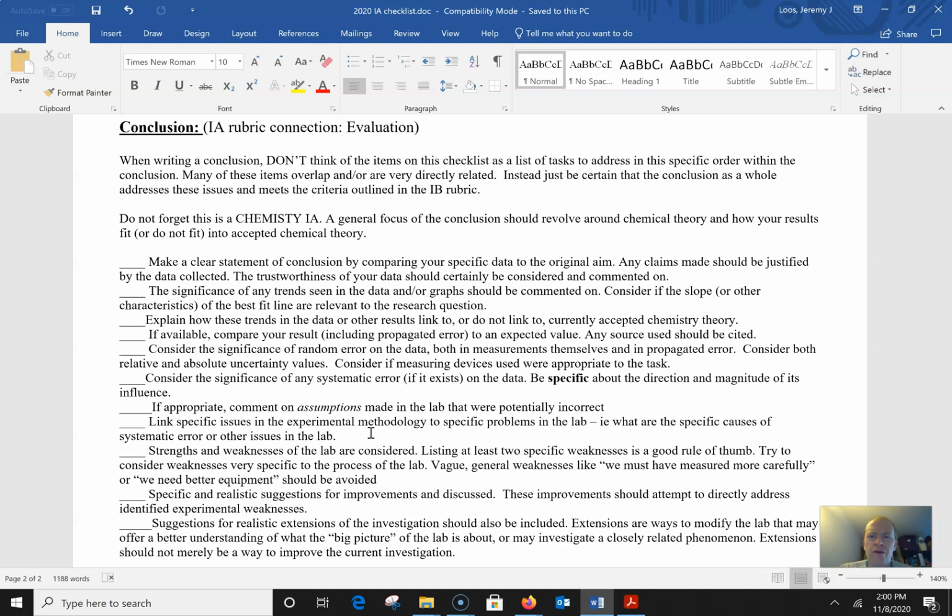These items here, don't think of these as a thing where you just need to hit every one of these items in order or anything like that. That's not necessarily true. There's a lot of overlap between these things, and you just want to make sure that as a whole the conclusion meets the rubric to the best that you can.